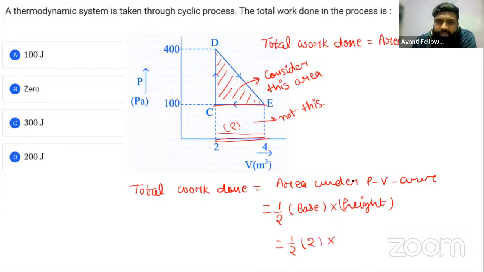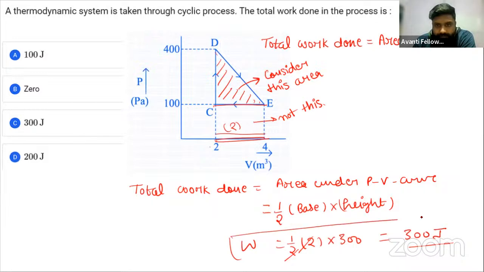Now same case with height. In height we have moved from 100 to 400, which means 300. The difference is this, so CD is nothing but 300. This will cancel out. It will give you 300 joule of work. Okay, so this is the work.